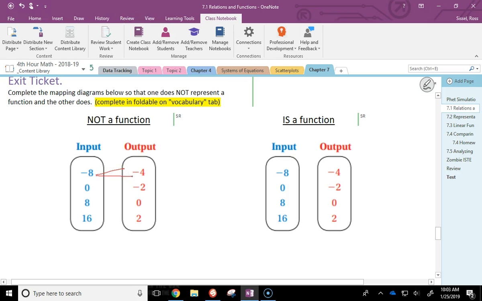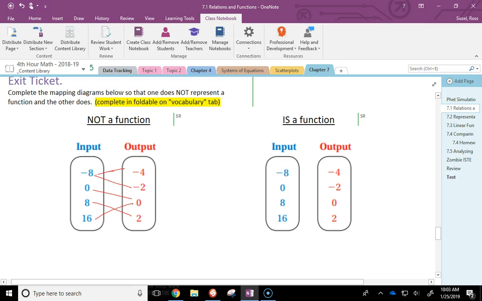Okay, -8 went to -4. Perfect. This one is not a function now. -8 went to -4 and -8 went to -2. My input had 2 answers. That is not a function. You could have done yours any way you want, as long as -8, 0, 8, or 16, that number went to 2 different outputs. How about making this next one a function?